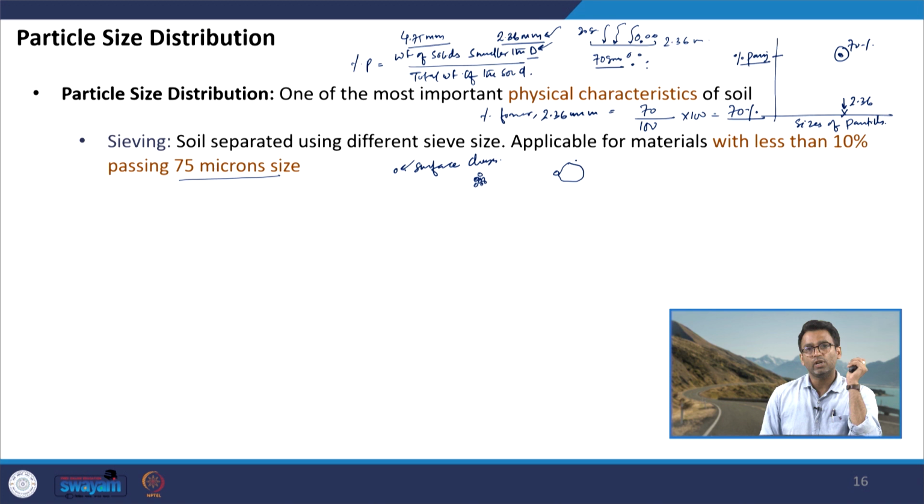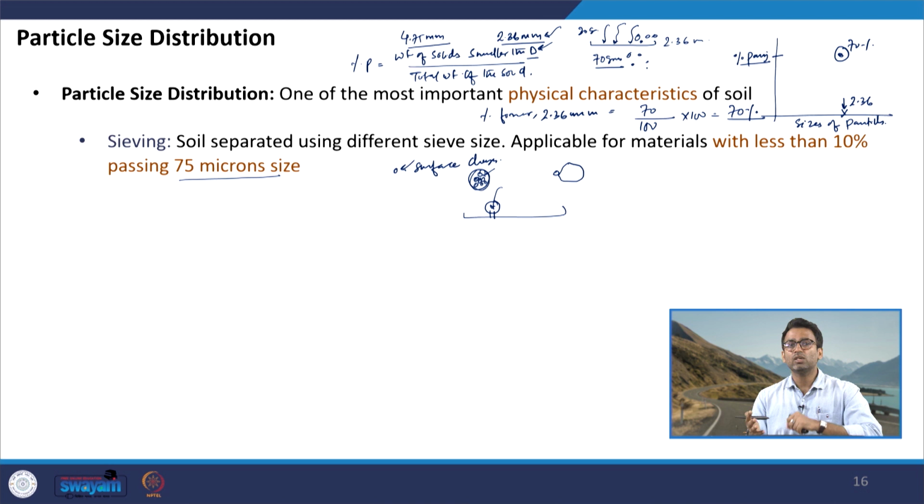So, let us say if they stick together in this form and we do a conventional sieve analysis, though the individual materials are very small, when we are taking a sieve of a particular size, this entire flock will get retained here, but ideally they should have passed because they contain individual smaller sized particles. That is why in those soils which have considerable amount of filler or materials passing 75 micron sieve, the conventional sieve analysis may not work.